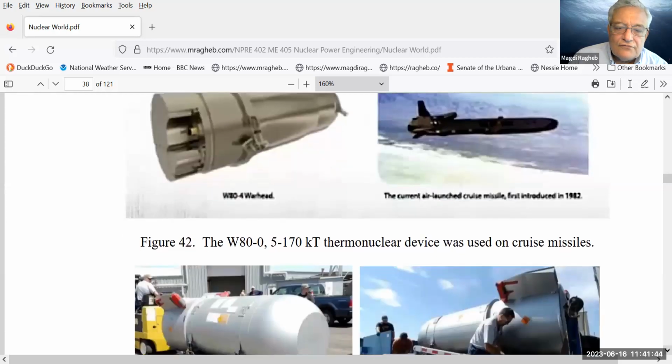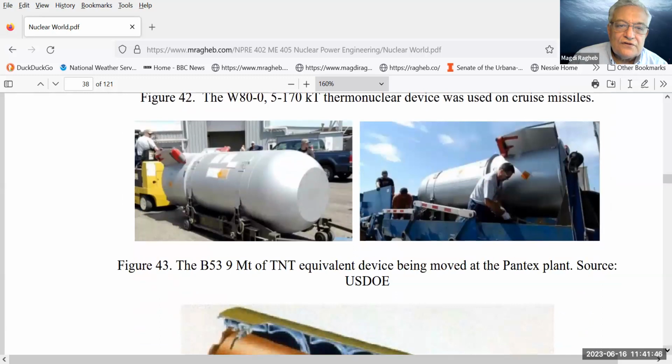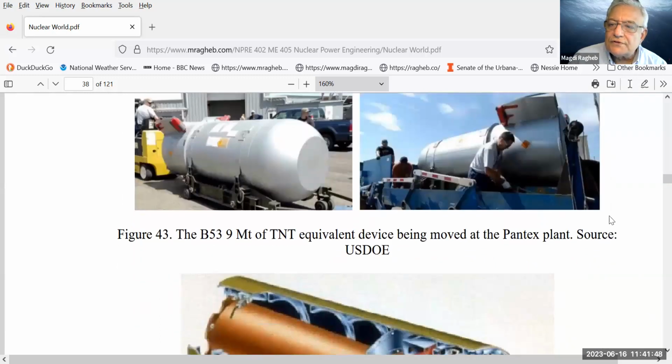There is the information. The United States produced even much larger devices. That one is a 9 megaton TNT equivalent device. See how huge it is, the gentleman pulling it here. It was designated as the P-53 device, and it was produced and stored at the Pantex plant. These have been eliminated from the American stockpile.